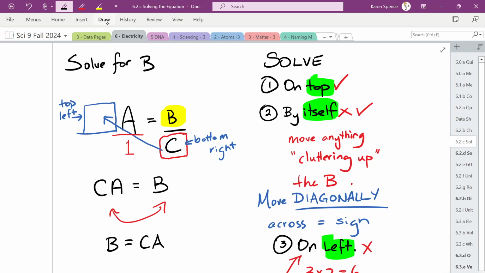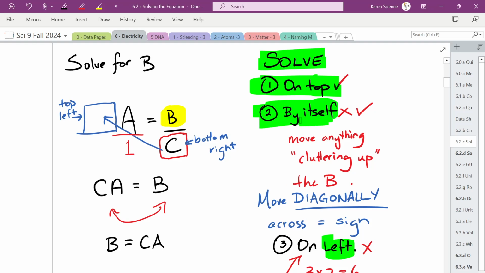what that means is that you want it on the top by itself and on the left. That's what solve means.